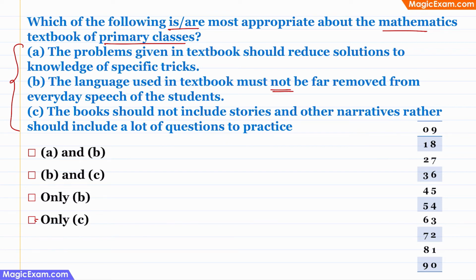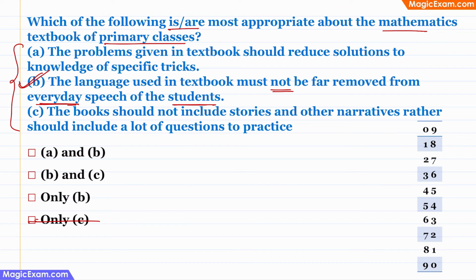That is, that language used in the textbook or the examples used in the textbook must be relatable or connectable to the everyday speech and the everyday experiences of the students. So that way students are able to connect the theory to the real life and they'll be able to understand it better. So B is a correct statement. If B is correct, then any answer which does not include B can be eliminated. So we can eliminate only C.